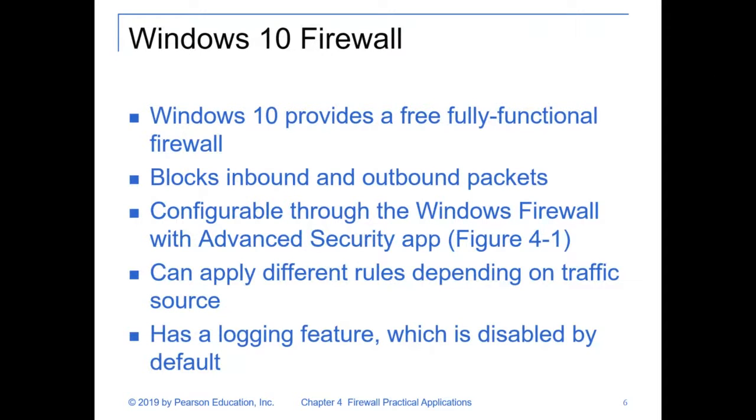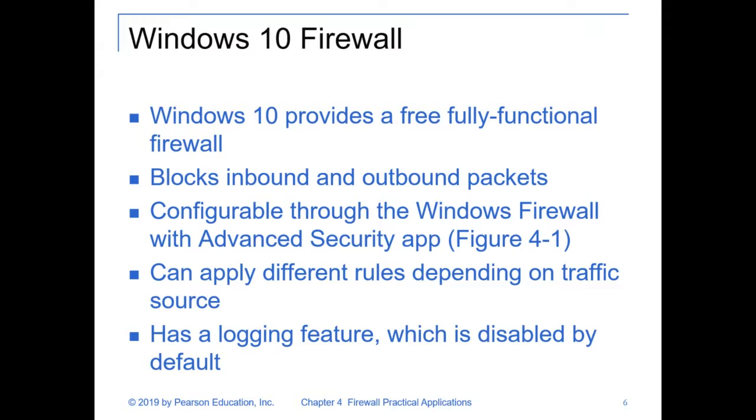Windows 10 has a firewall. It has a free, fully functional firewall. Windows 10 firewall will block inbound and outbound packets. You can configure your firewall through the Windows Firewall with Advanced Security app. Also in this, you can apply different rules depending on the traffic source, and it also has a logging feature which is disabled by default.